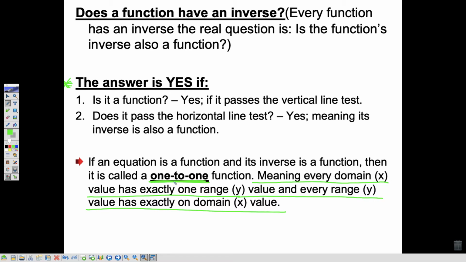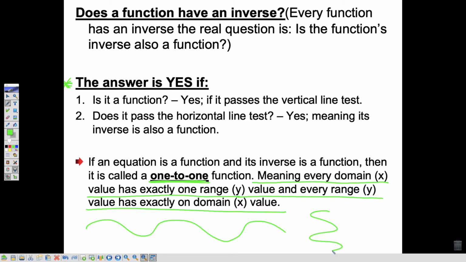We'll restrict domains. This is a sine wave. Okay, is that a function? Does it pass the vertical line test? Yes, it does. But does it pass the horizontal line test? No. Its inverse is not a function. Its inverse actually looks like this. Obviously not a function, correct?